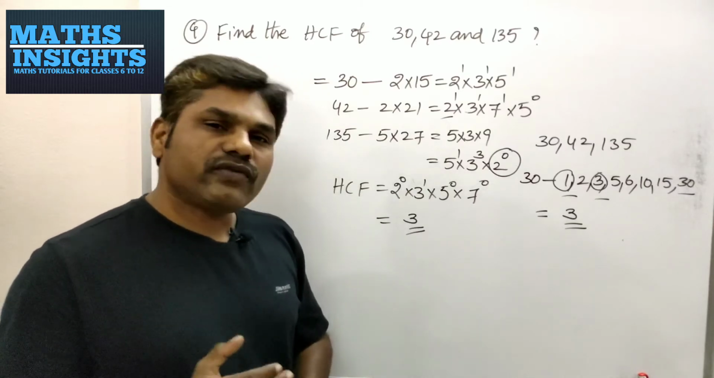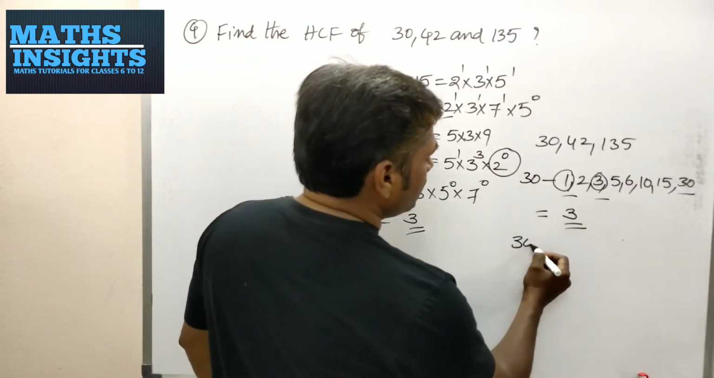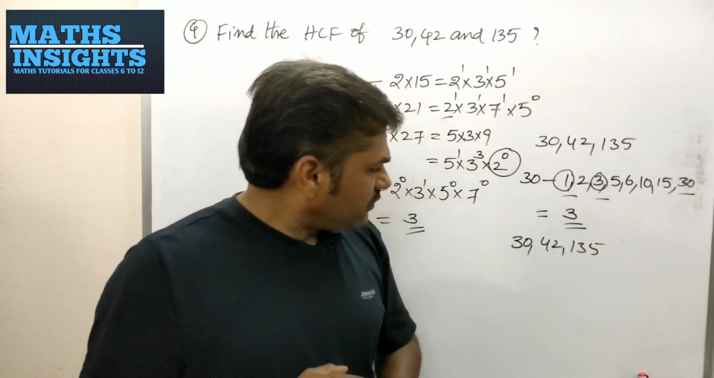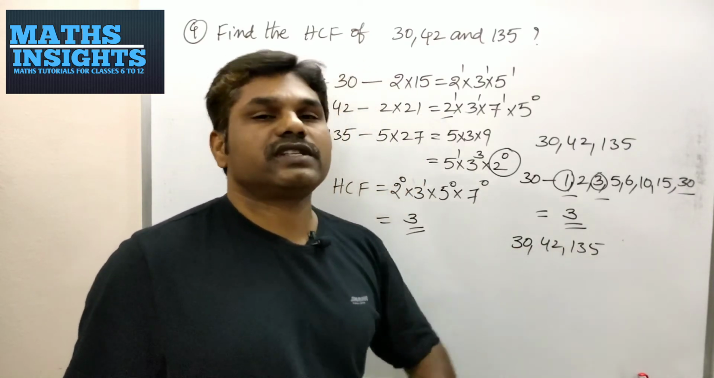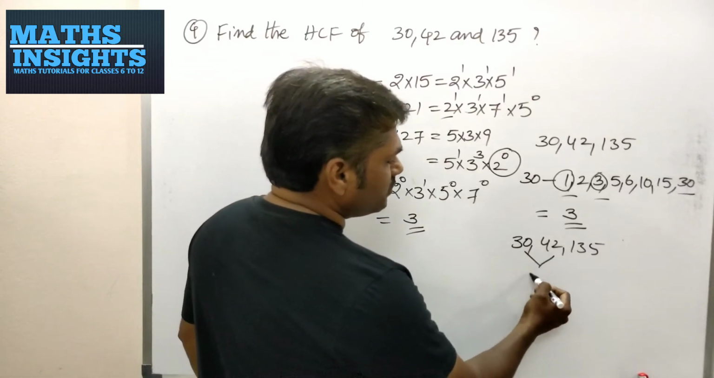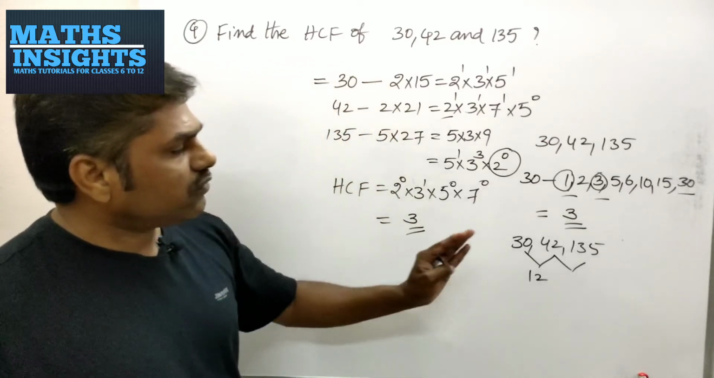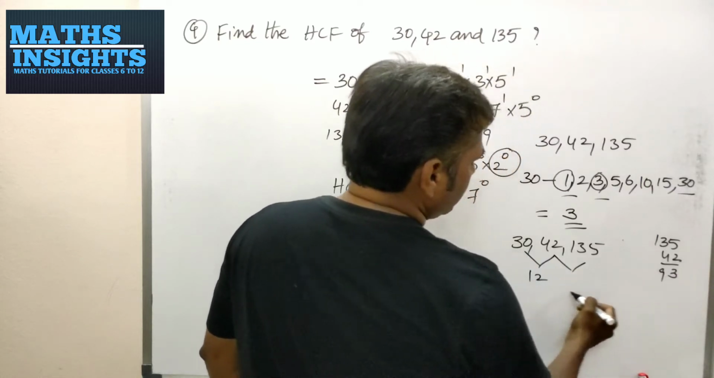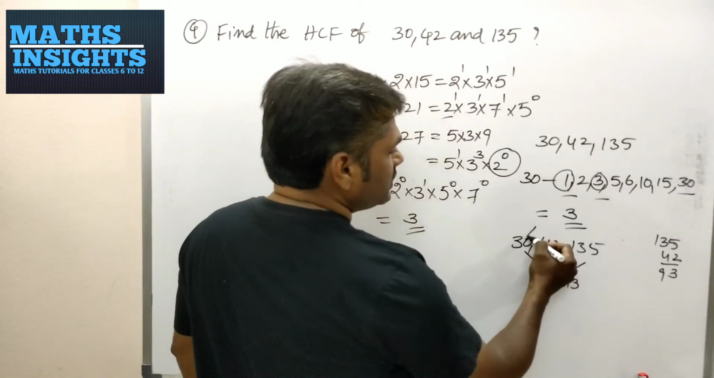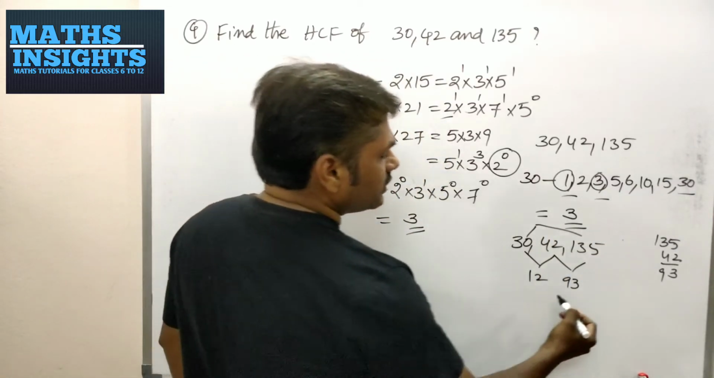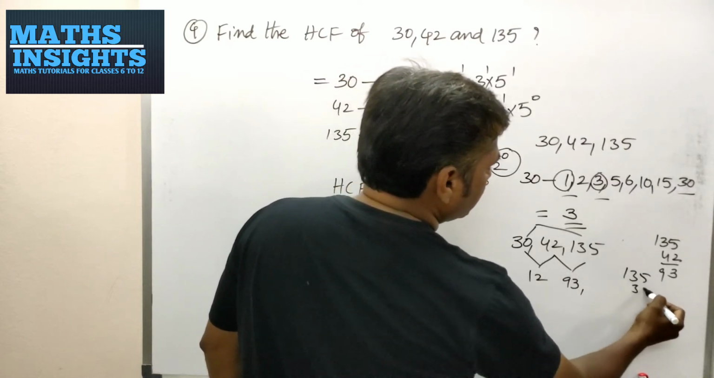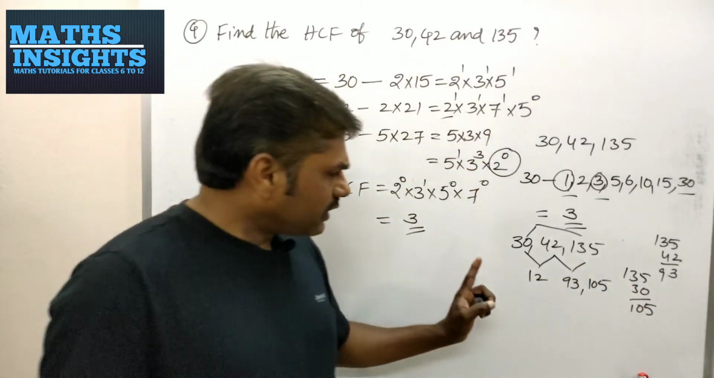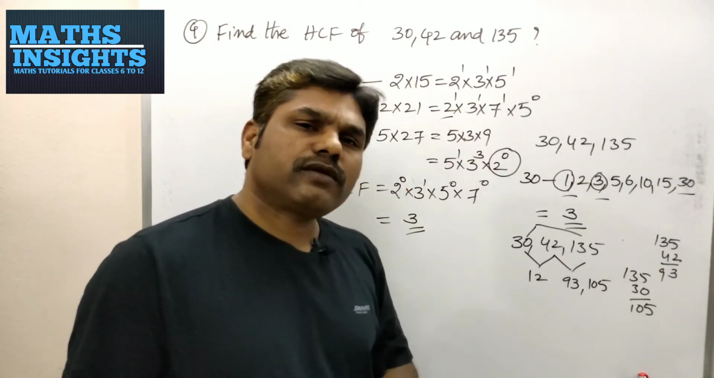Very simple. And if you take the other approach, as I said previously, the HCF of these three numbers will also be the HCF of the differences of these numbers. I am taking the difference of the first two numbers: 135 minus 42, this is 93. And what is the difference of the other? 135 minus 30, this is 105. If you find the HCF of these three numbers, it will become the same answer.